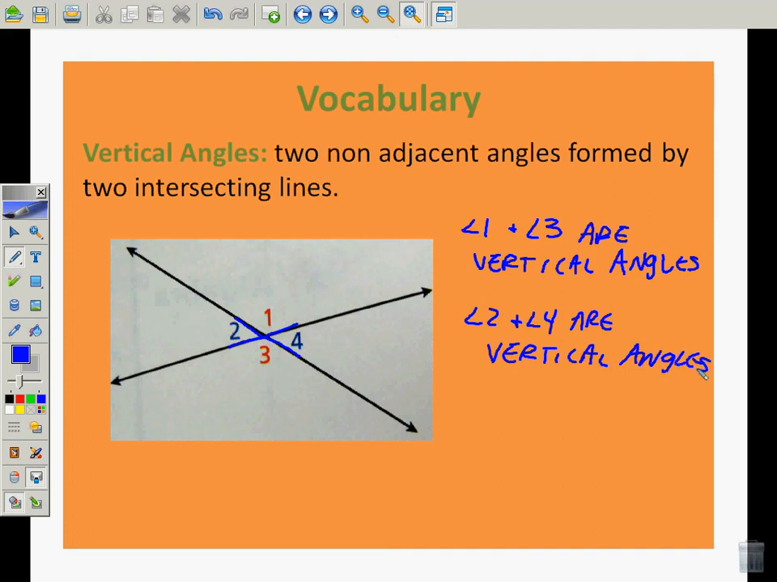What does this mean for us? It means this. It means that angle 1 is congruent to angle 3. It also means that angle 2 is congruent to angle 4. How do I know this? Look at them. They're formed together. Okay? So here's what it looks like. Okay? I have two pairs of angles here, just like two pairs of shoes, and they are congruent.